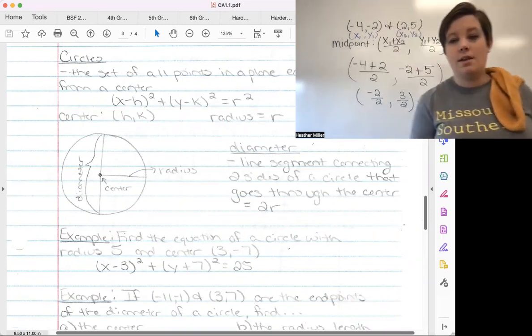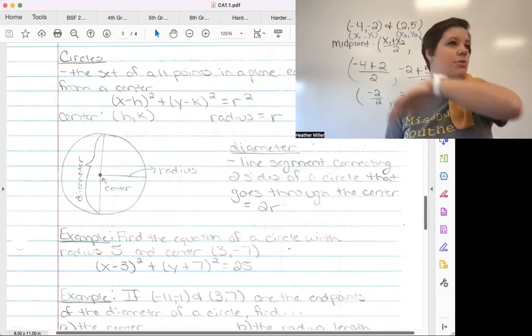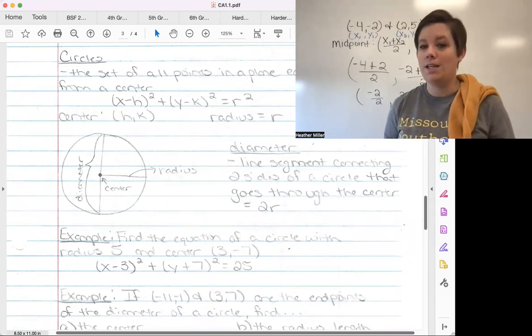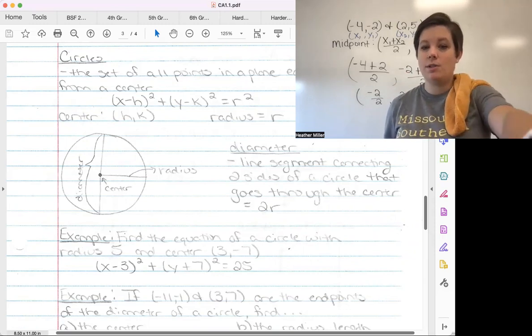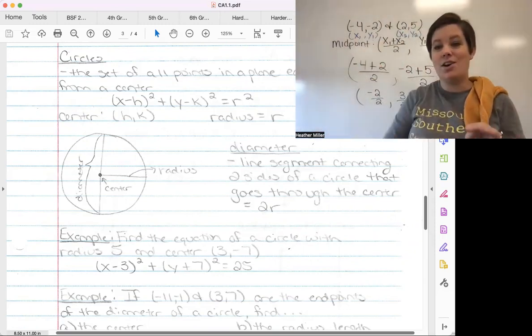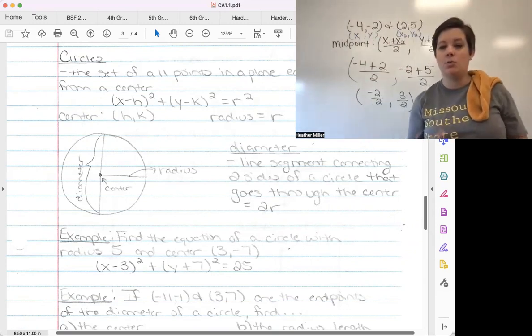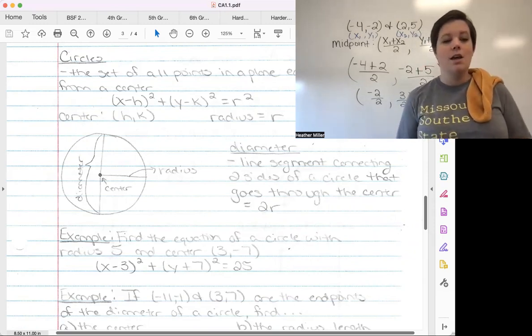Circles has a neat, I think it's a neat definition. It makes sense if you start to think about it. It's the set of all points in a plane equidistant from a center. So a circle is going to have a center point, as you can see in the picture on the screen. And every point that actually lies on that circle is going to be the same distance away, equidistant, from that center point.